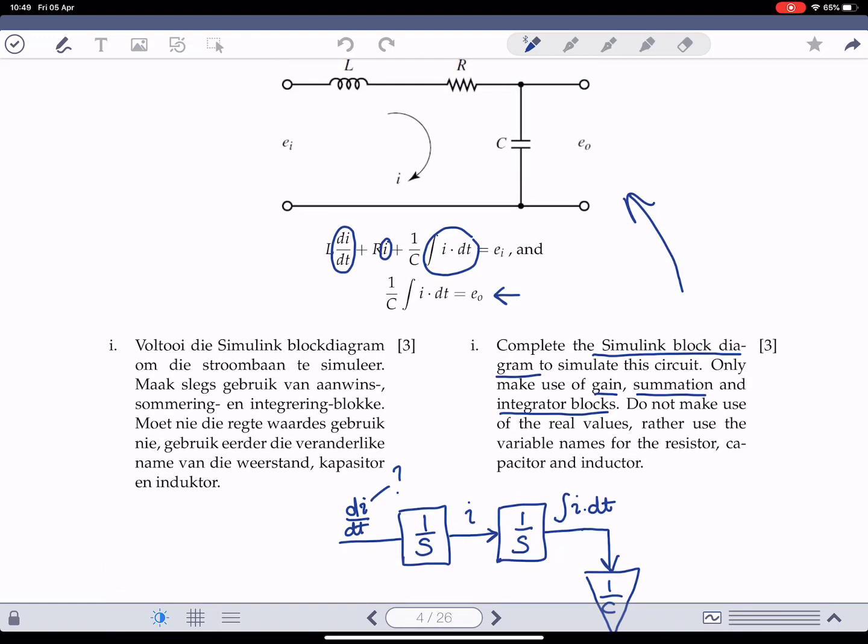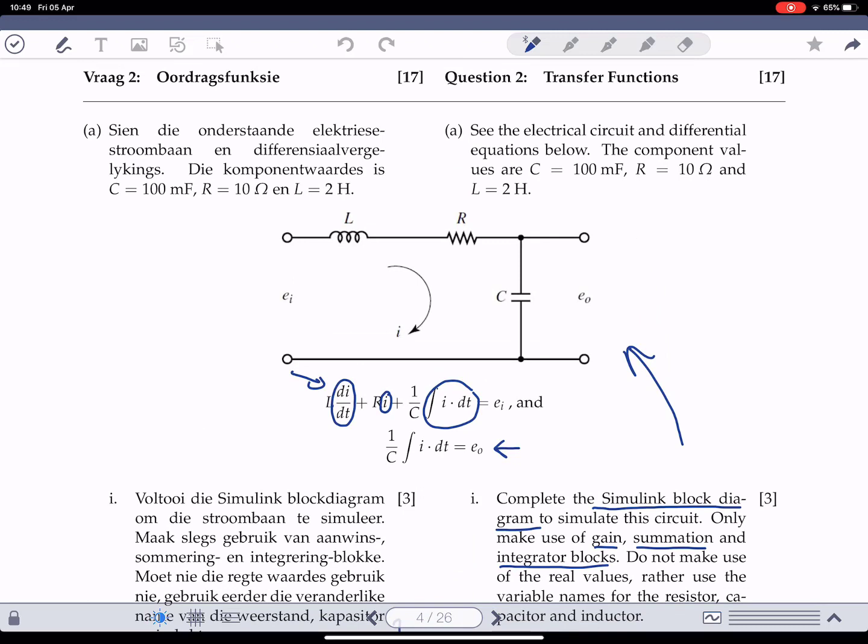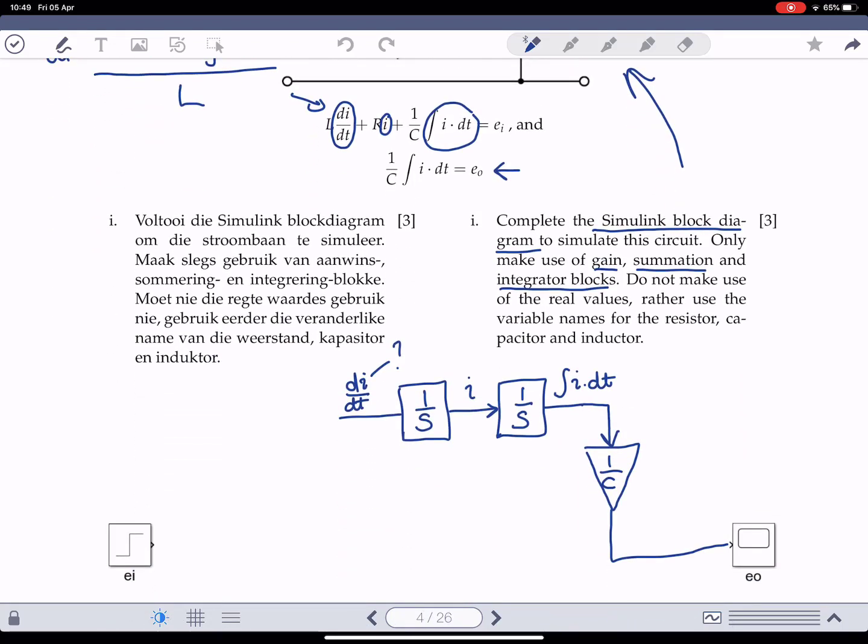This first equation actually gives us that. If we rewrite this first equation in this form, saying that the derivative of the current is equal to the input voltage minus R times I minus 1 over c integral of the current, and we divide that by L. So there we've got the equation that describes this signal here. Okay.